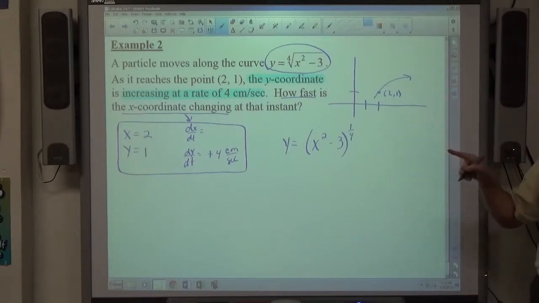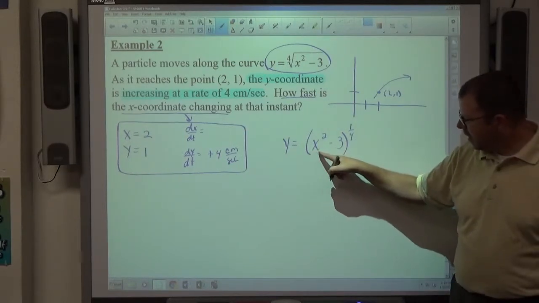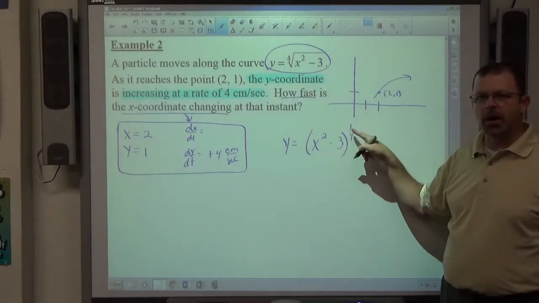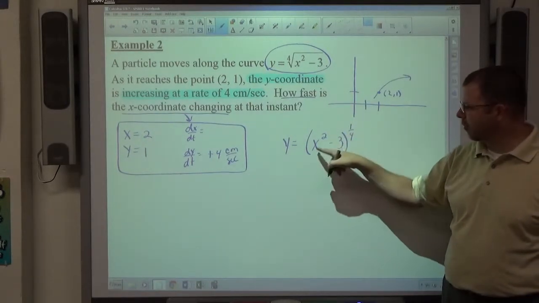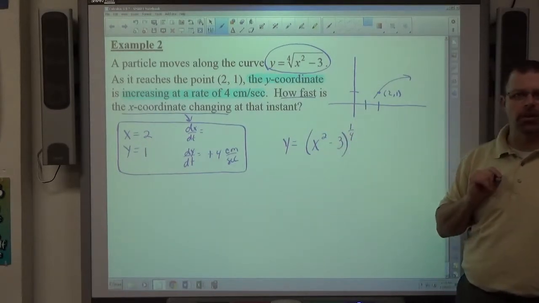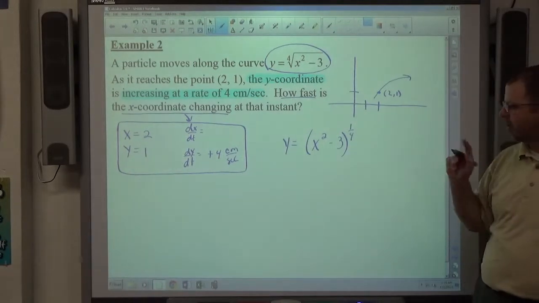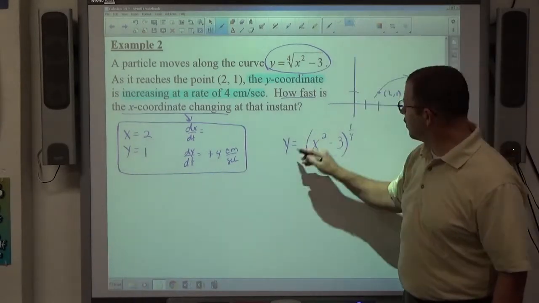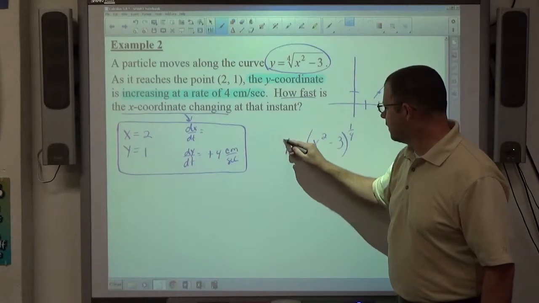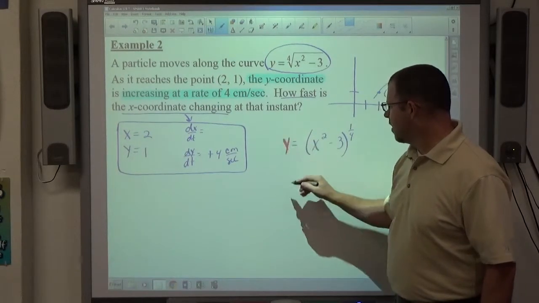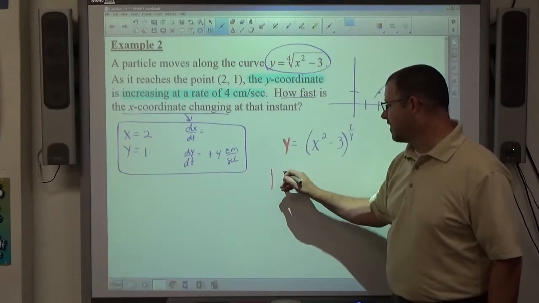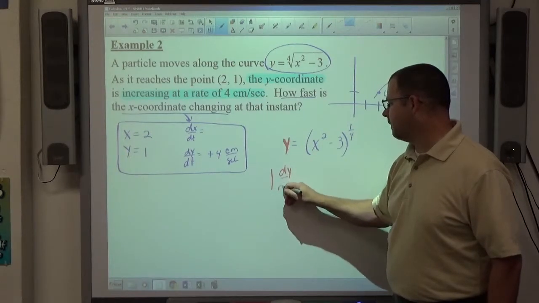X squared minus 3 to the 1/4 power is an object raised to a power, so this is a power rule on the surface, but then we have x squared minus 3, so a chain rule in addition to that. All right, so if I'm looking at these in pieces, let me do y first, because that's really easy. The derivative of y is 1. Y is not t, so I've got to put a dy dt on it.